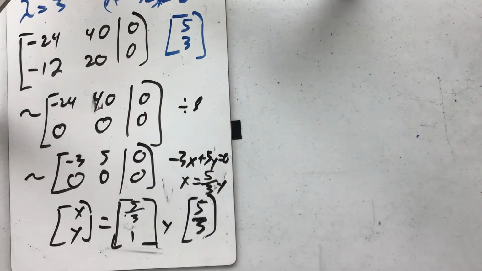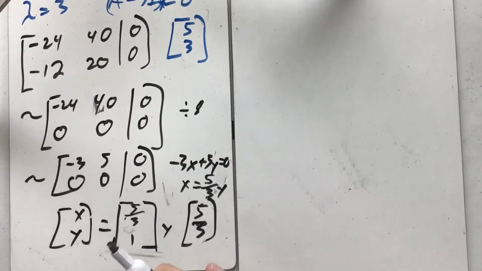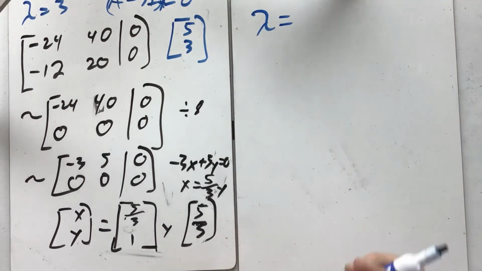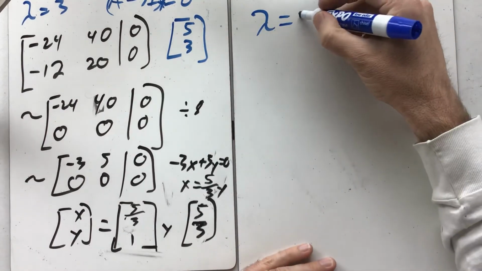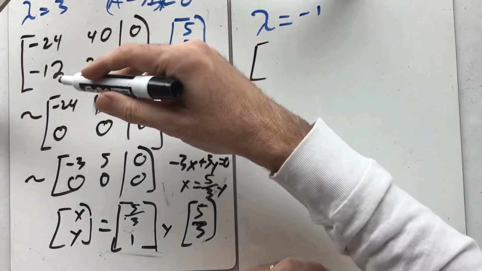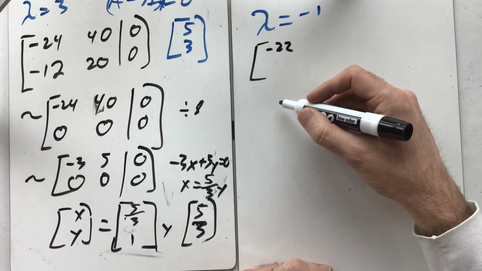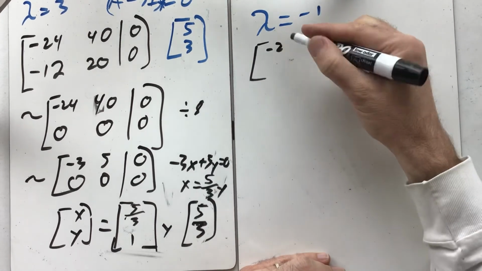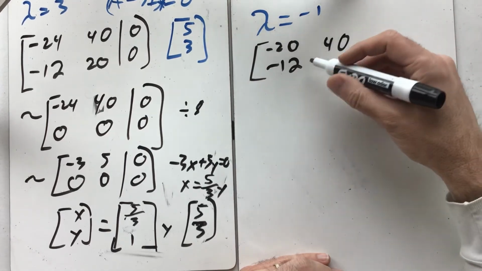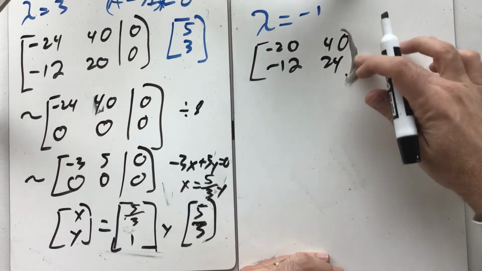Now we're looking at the lambda equals negative 1 eigenvalue, and that's going to give me a matrix that looks like this: negative 20, negative 12, 40, and then 24. And this is good, and then with zeros on it.